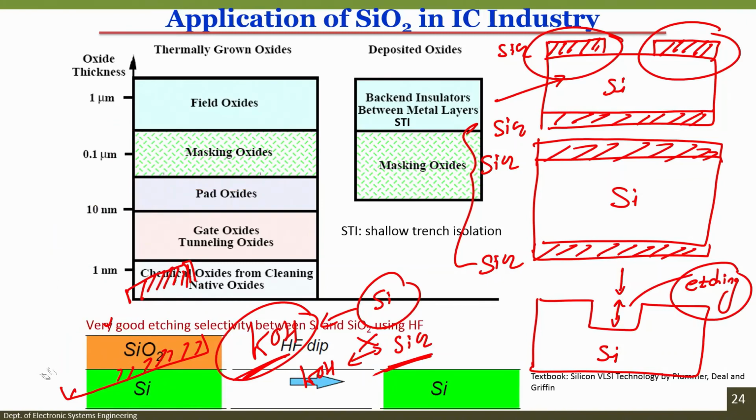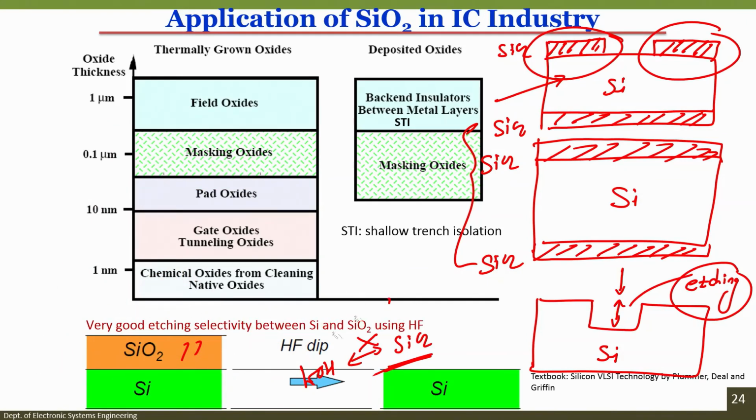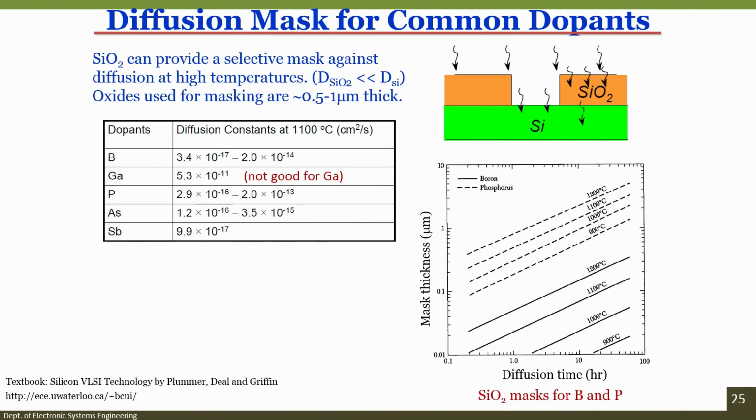The same thing you can see in the schematic. If I have silicon dioxide and I dip it in HF, then HF is an etchant for silicon dioxide, and that is why the silicon dioxide is etched. But if I dip this wafer into a silicon etchant like KOH or TMAH, then silicon will get etched from the back side, but the front side will not be affected, because silicon dioxide acts as a mask.